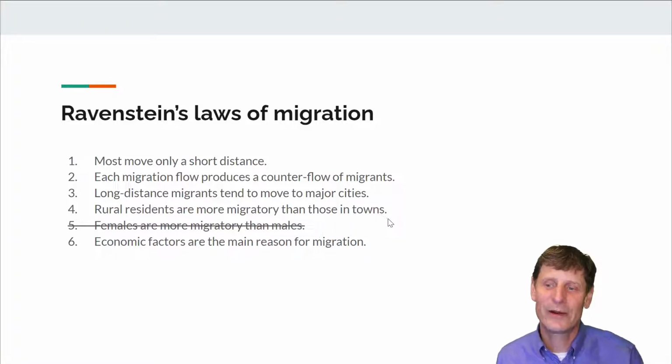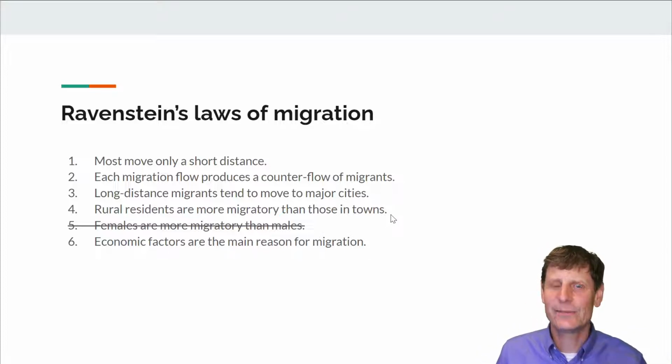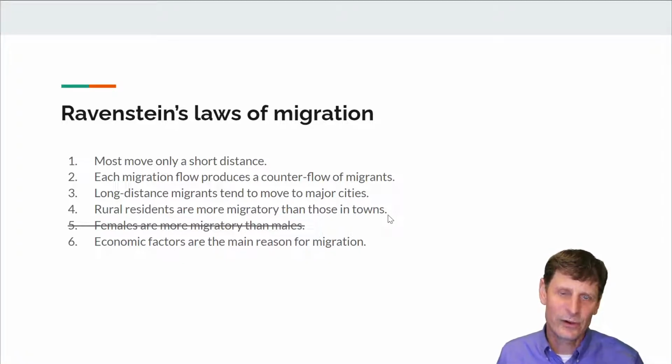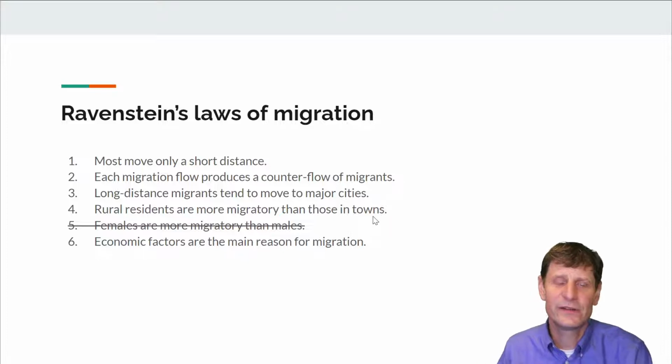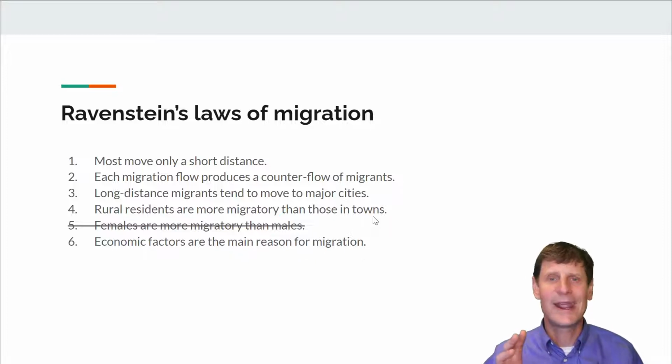Rural residents are more migratory than those in towns. This one is a little bit tougher, but it's generally true again, especially when we look at movement from people in developing countries to cities in the developing countries. The rural to urban migration pattern in poor countries in the world is really huge for these short migration flows. And then rural residents tend to be the ones who are the most precarious, I should say, and sometimes are looking for the opportunity to find work either in a large city in their home country or even in a city outside their home country.